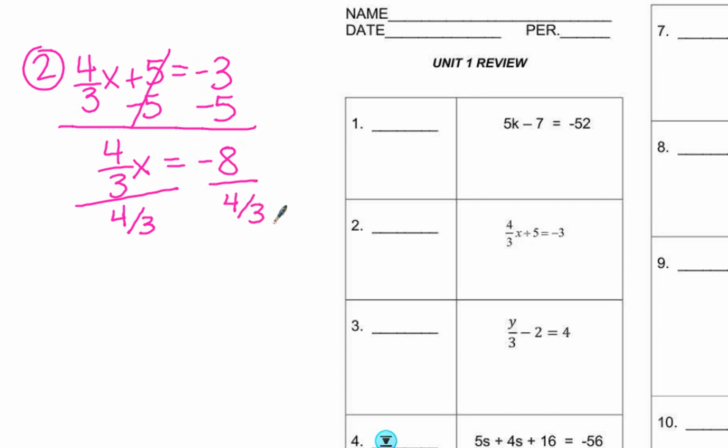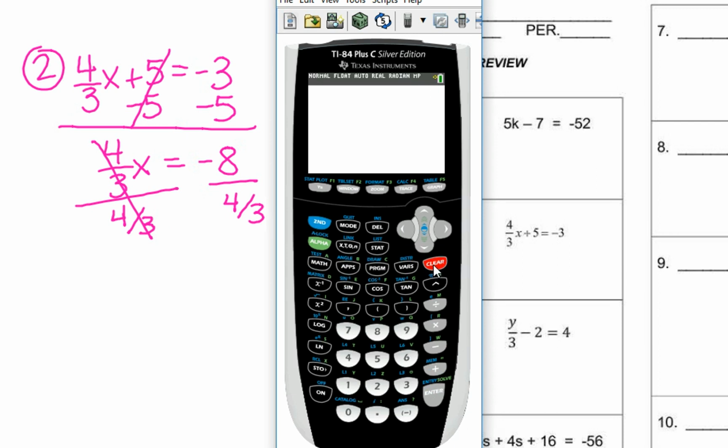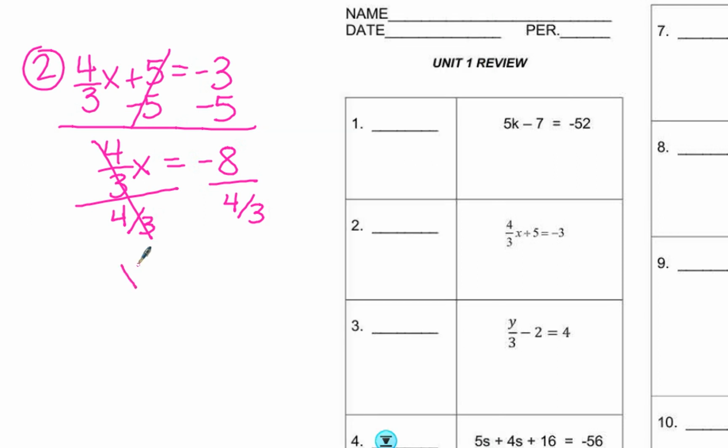Even though it looks ugly with the fractions, remember fractions are friends, especially now that we have our fancy calculators. So if you have your calculator, we'll have -8 divided by 4/3. And we get -6. So x is equal to -6.